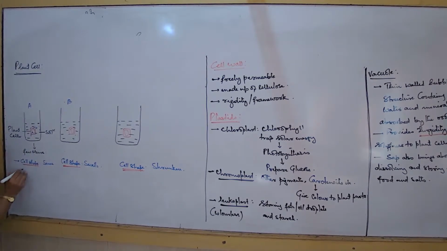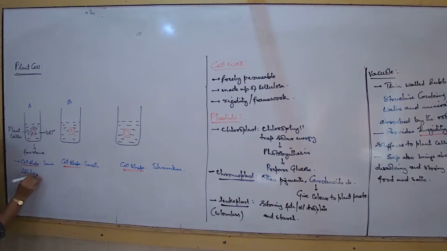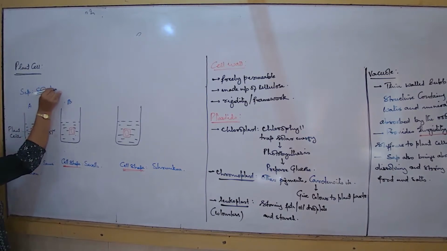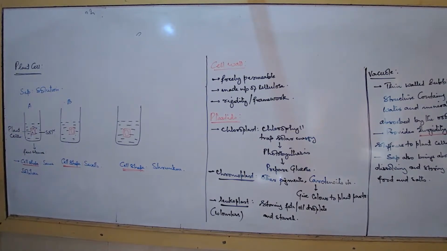This will happen only when the solution has the same strength. What are we comparing in this experiment? We are comparing, remember, two things: the sap and the solution. The sap and the solution we are constantly comparing. So in the first case, what is happening? This is the solution and this is the sap. I just now told you the molecules of water that must have entered and the molecules of water that must have gone out is perhaps the same. That is the reason the cell shape did not change.